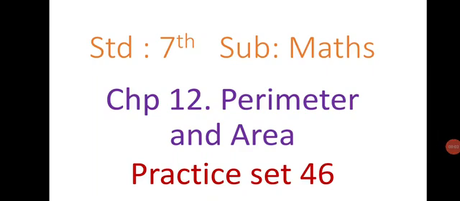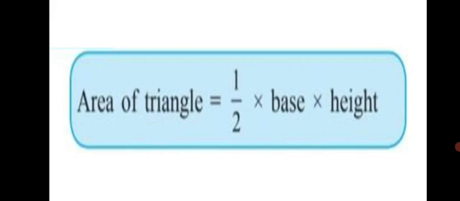Standard 7th, Subject Maths, Chapter 12, Perimeter and Area, Practice Set 46. Today we are going to learn a new formula, which is area of a triangle is equal to half into base into height. Dear students, you are already familiar with the formula for area of a square and area of a rectangle. Now you will solve some sums based on area of triangle.